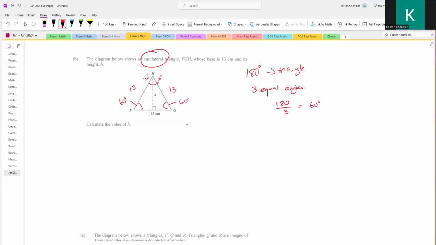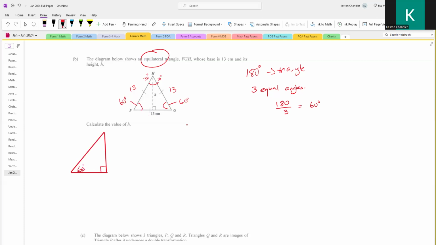So if we have, my maths teacher always used to tell us, when we have these types of questions, it's good to draw over the triangle that you're working with. It's easier for you to see what you're doing, and it helps the examiner to see that you know what you're doing.